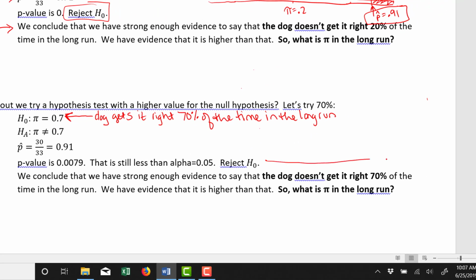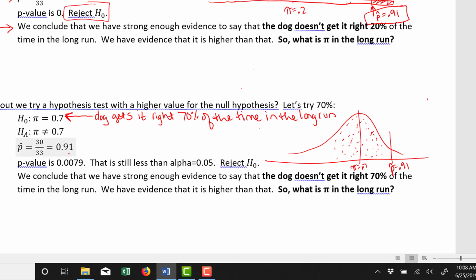So now, when I build that null distribution, it would be centered higher. It would be centered up here at pi equals 0.7. It would show us the distribution of sample statistics, the expected sample statistics we would see if it was true that the dog got it right 70% in the long run. We would then again locate our sample statistic that we observed, which was 0.91. And this time that 0.91 would be a little closer to the 0.7 of the center of that distribution.